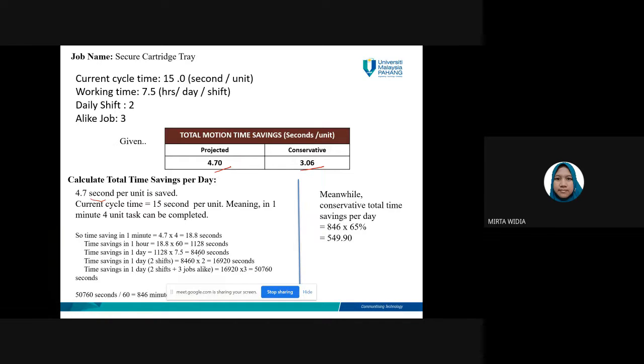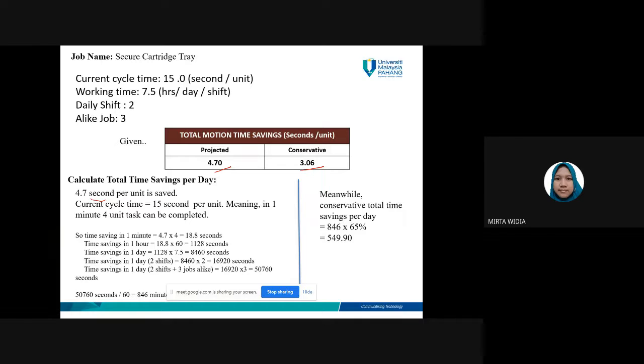Dalam 1 hari 8,460 second. Macam mana pula dengan 1 hari? Okay. 1 hari 2 shift. Ini tadi 1 hari 1 shift baru. And then the next is 1 day 2 shift. Kalau 2 shift buat kerja yang sama, so dia boleh jimat 16,920 second dalam 1 hari. Tapi ini bukan hanya ada 2 shift, tapi ada 3 jobs alike dalam setiap shift tu.